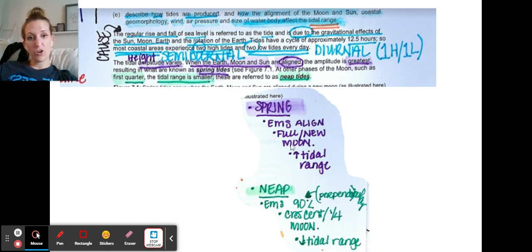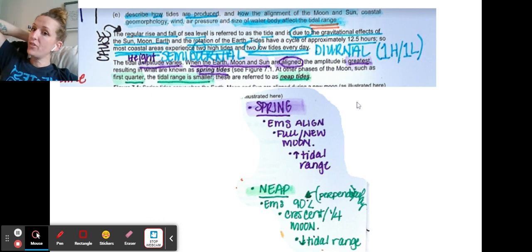And then this occurs when the moon is either full or there's a new moon. Right now we have a full moon and it's April 26, 2021. We have a full moon, and so I know that we're having some spring tides. It's very bright.